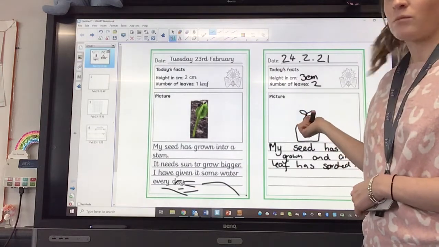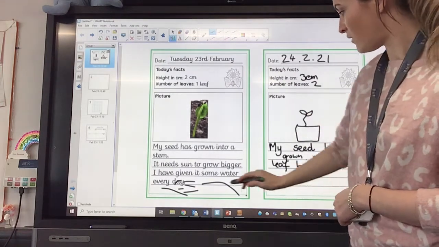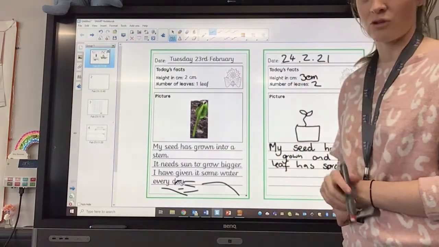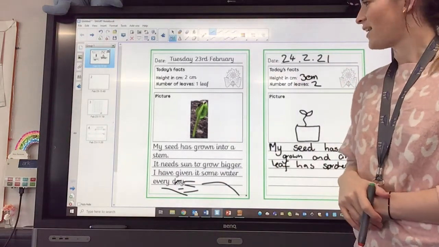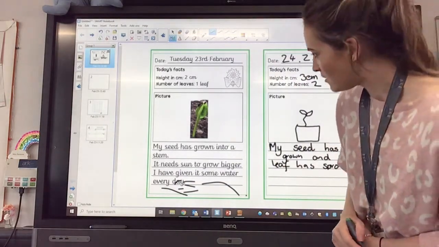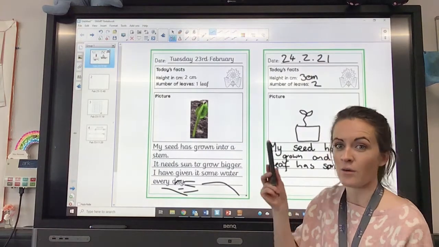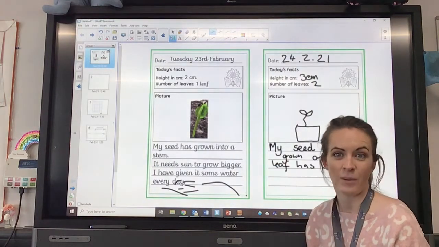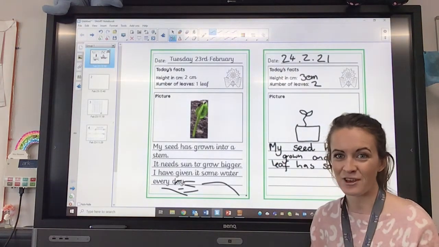So I'm going to add some colour. I might add a little bit more of information. Oh, you can see my hair's been doing some drawing on our diary as well. Okay, so we'd like you to have a go at writing your next page of your diary. See you soon.